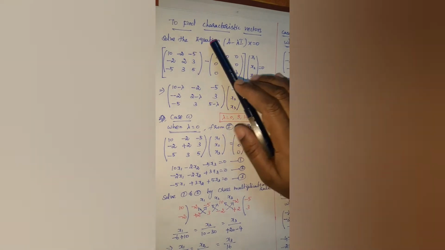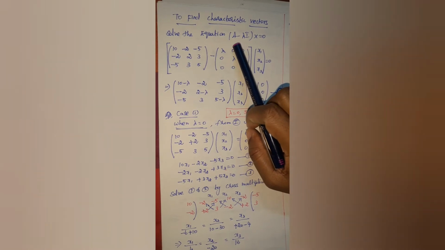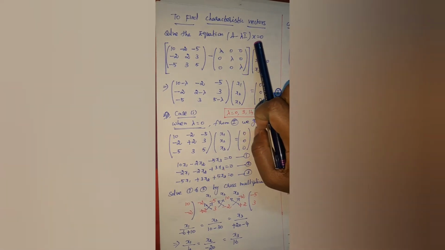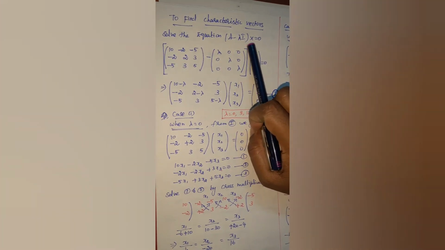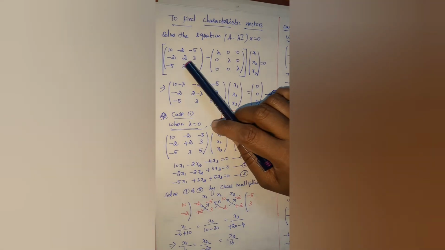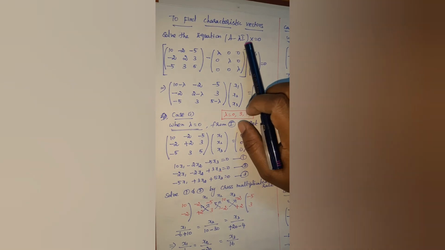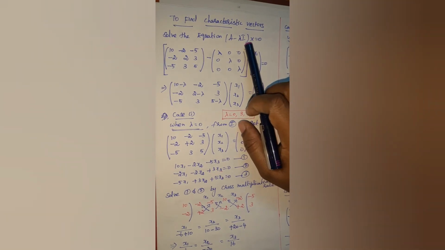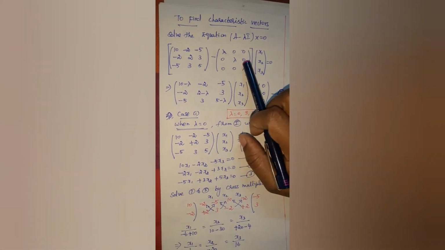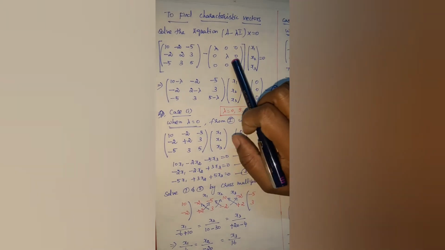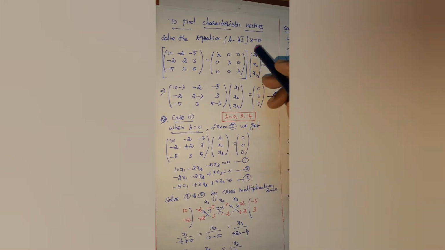Now let us find the characteristic vectors. To find characteristic vectors, we use the following equation: A minus lambda I into x is equal to 0. That is, you are going to solve this equation, right? A is the given matrix. I substitute it here, minus lambda I. Lambda I means you just multiply the given 3 by 3 identity matrix by lambda. Then you will get lambda 0 0, 0 lambda 0, 0 0 lambda. This is your lambda I matrix into x. X is a column matrix which takes 3 variables.